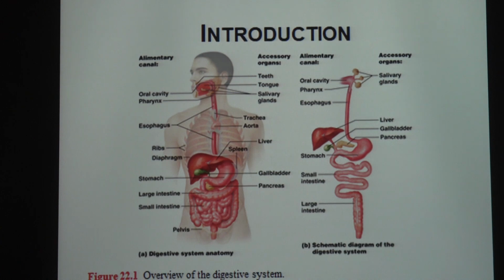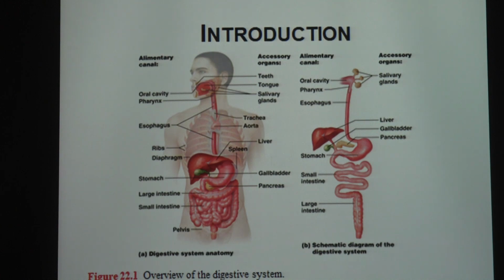This definitely will be a test question on the exam. Basically it's the introduction to the component pieces, features, and divisions of the digestive system. So we have two major divisions. One is called the alimentary canal, and the alimentary canal contains everything from the oral cavity to the anus.